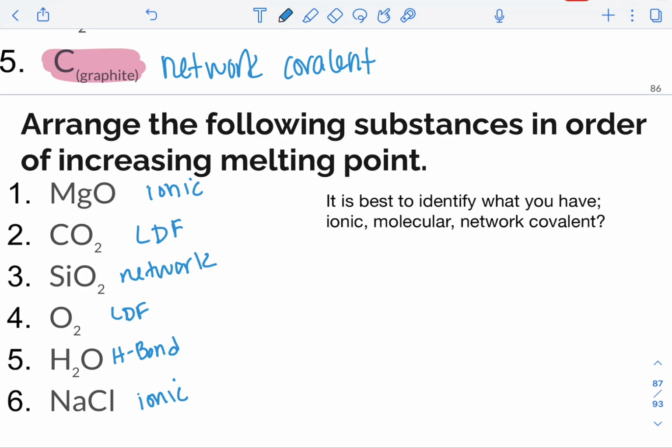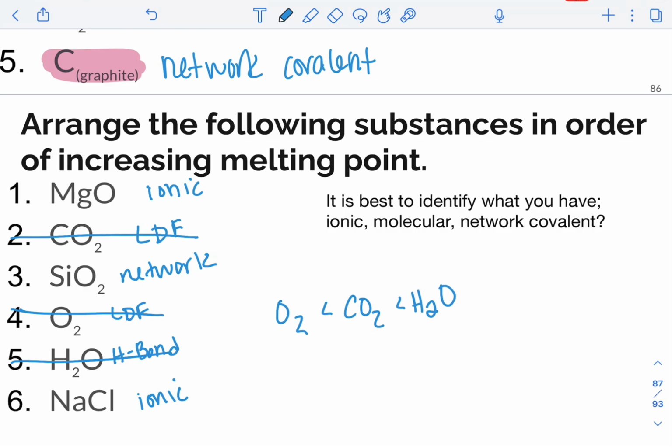Okay, so if we start with the weakest, we're going to have LDF. And then if you look at the atomic radius, O2 is smaller than CO2. So CO2 is more polarizable. So we would put O2 first, then CO2. So that takes care of these two. Between hydrogen bonding and ionic, hydrogen bonding is next. So then we would put water. And then we have ionic versus network covalent.